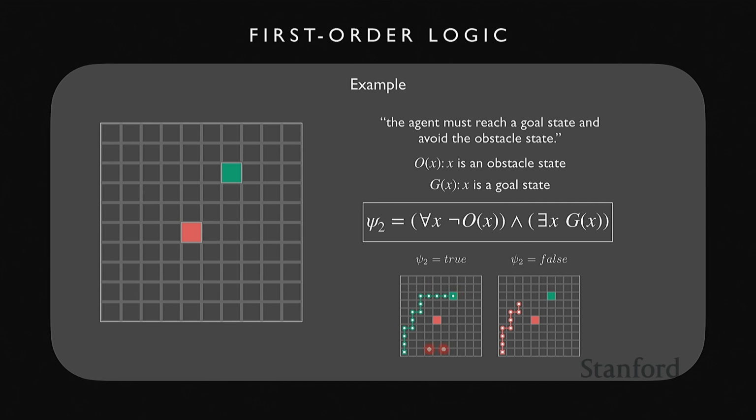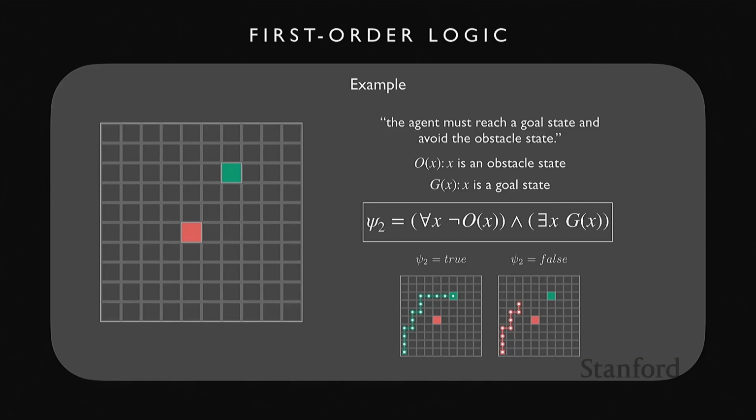So if we look at these two trajectories down here, very similarly, this one reaches the goal, and it doesn't hit the obstacle, so it satisfies this specification. And this one does not reach the goal. It does still avoid the obstacle, but it doesn't reach the goal, and so because we have an and here, the specification will evaluate to false.